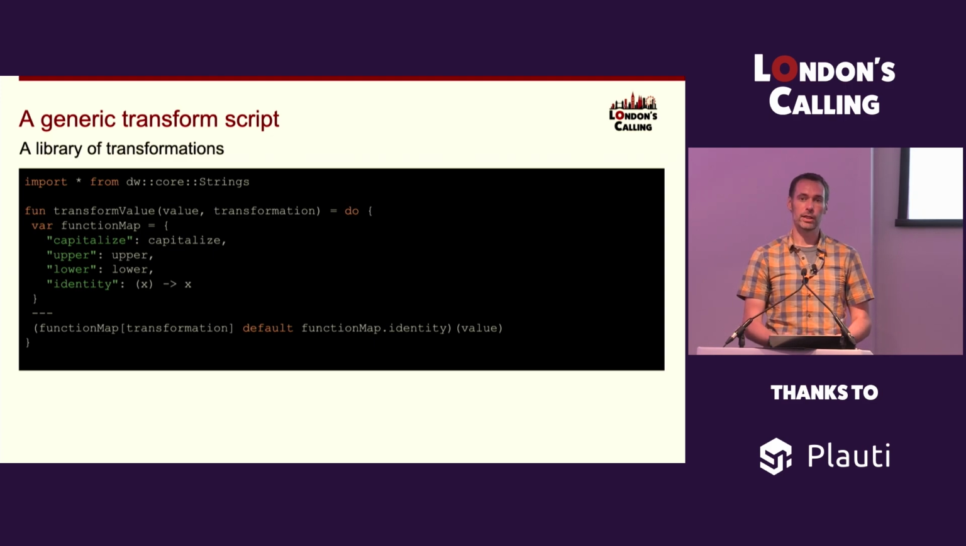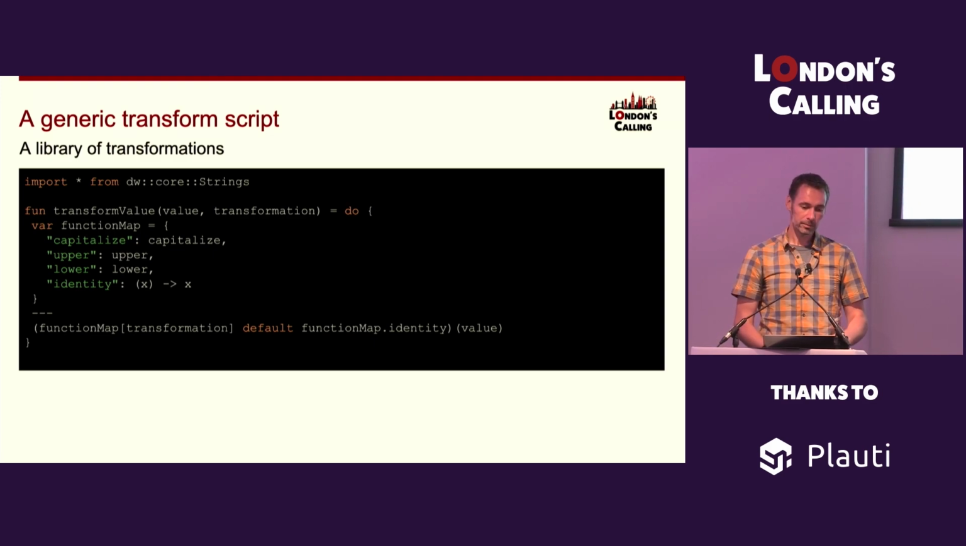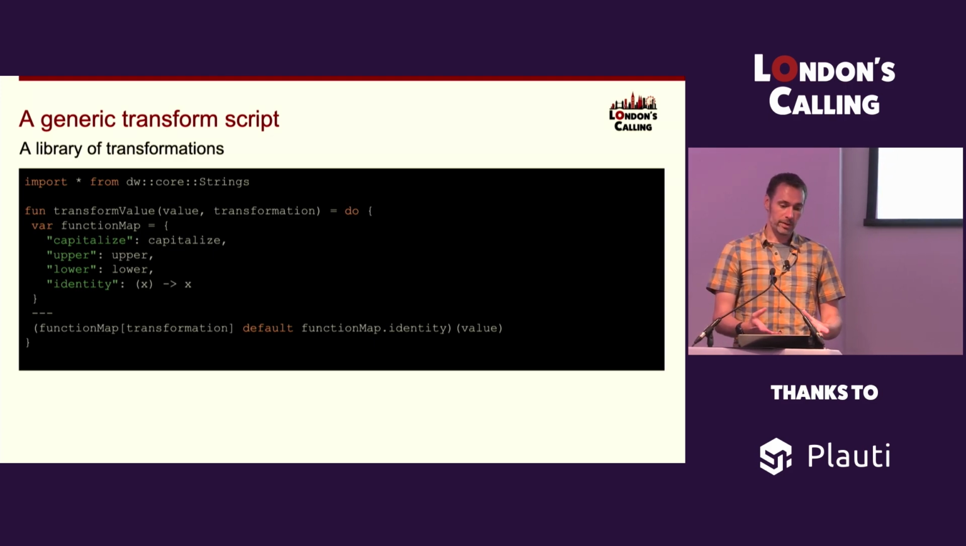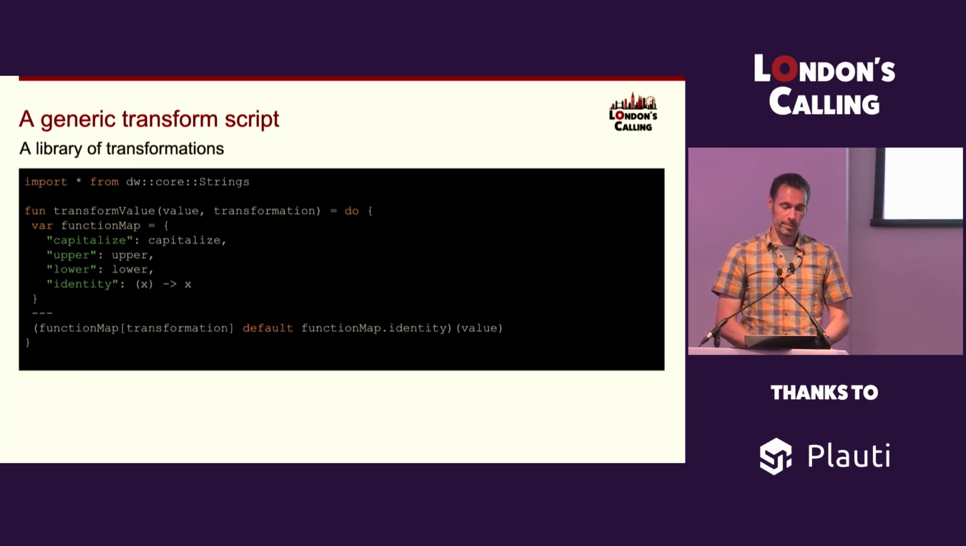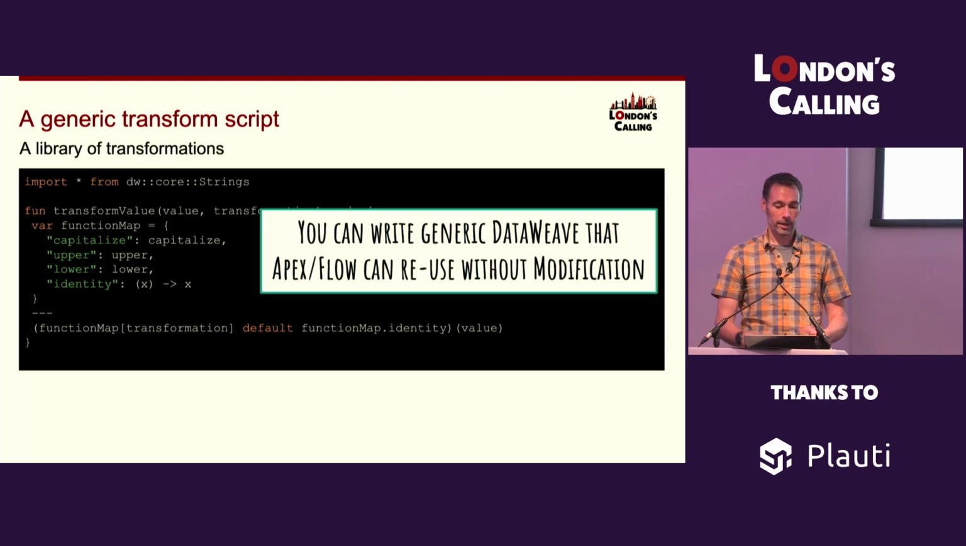And if it can't find one, it uses the identity function. And so this gives us a nice DataWeave transformation that we can apply without having to change it if we need to add new fields. I think this is a useful thing to know about DataWeave: we could build something that can be reused in places like Apex and Flow, where the configuration parts come in and it's super generic. So if you've only got one person who knows DataWeave, then other people can still make use of their work.